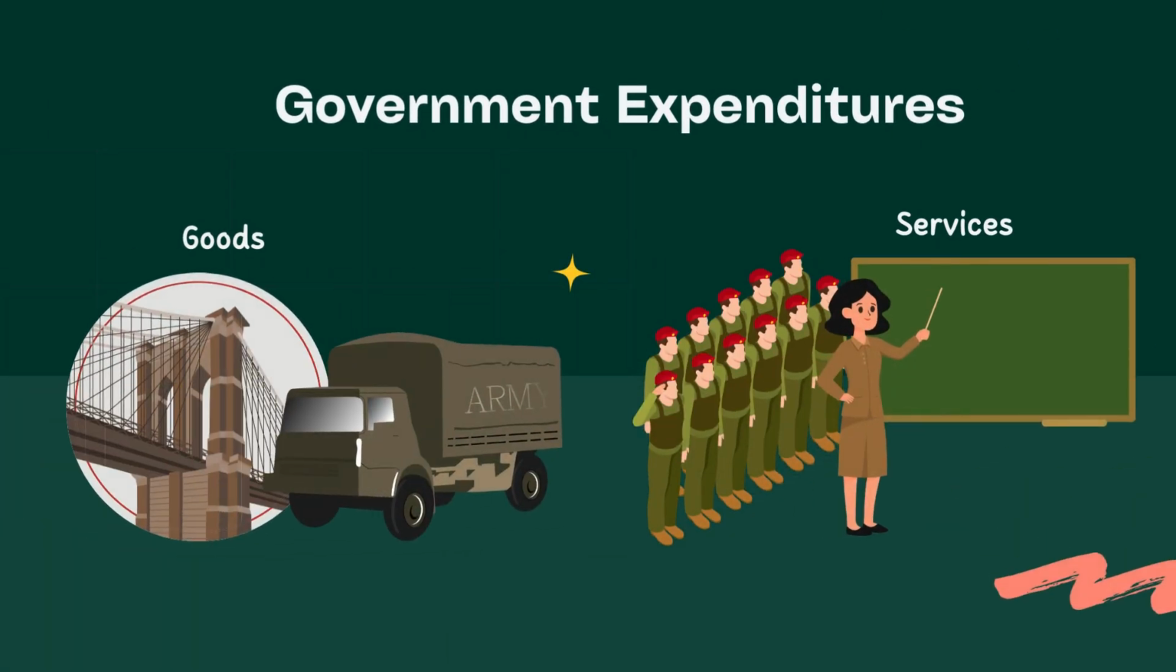Government spending is one factor considered in the gross national product calculation. Examples of this are the bridges, roads, military, and education.